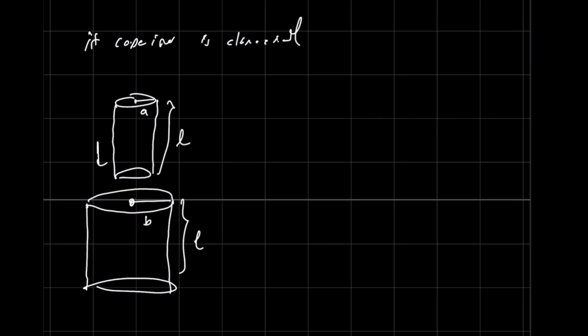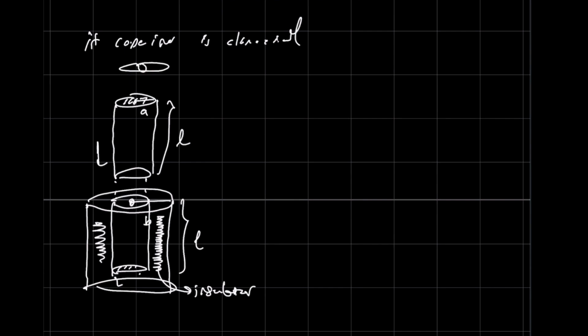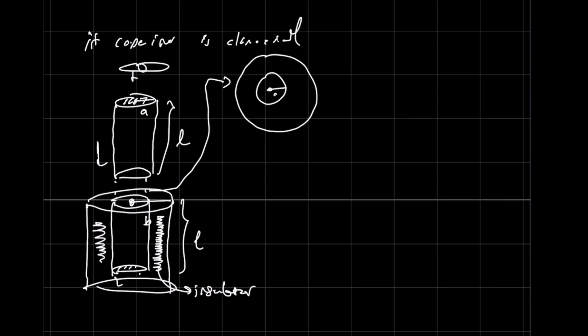To analyze the system, imagine a small conductor moving inside the other. An important detail is that between the two conductor surfaces, there is an insulating material called a dielectric. This insulator ensures that the charges do not directly touch each other. Now, let's look at the capacitor from above. The inner plate has radius a, and the outer plate has radius b.